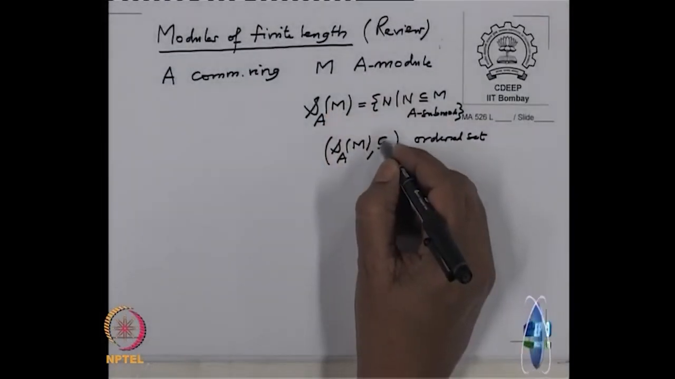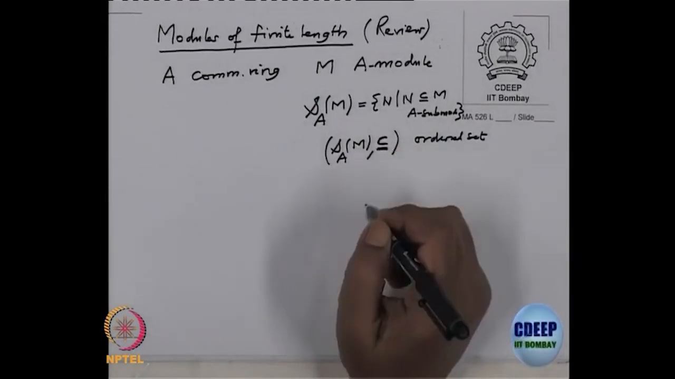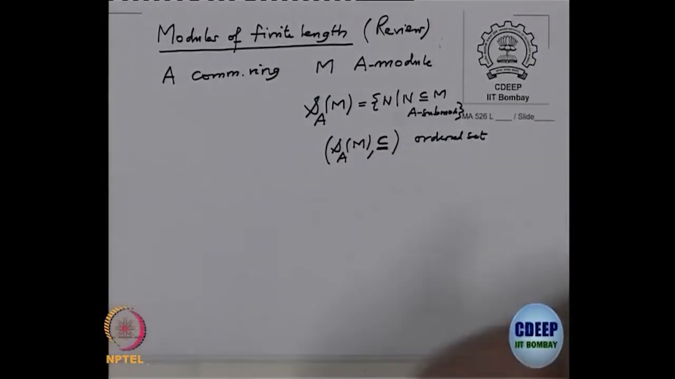Now in an ordered set, ascending and descending chains make sense. So, a module is called Noetherian if every ascending chain becomes stationary, right. And now, when do you call a module Artinian? When every descending chain is stationary, right.